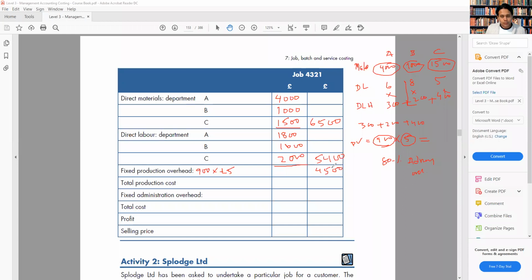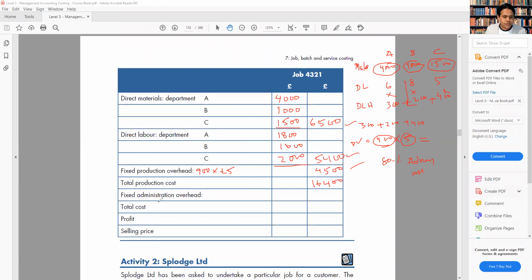The next one is total production cost, that I'm going to add all of this, and that. That will give me the total production cost. Can we add these three and find out how much is the total production cost? 16,400. Thank you, James. Very well done. 16,400. This is our total production cost.